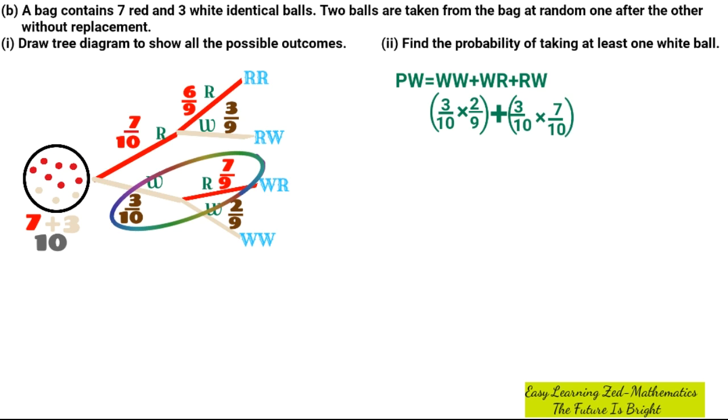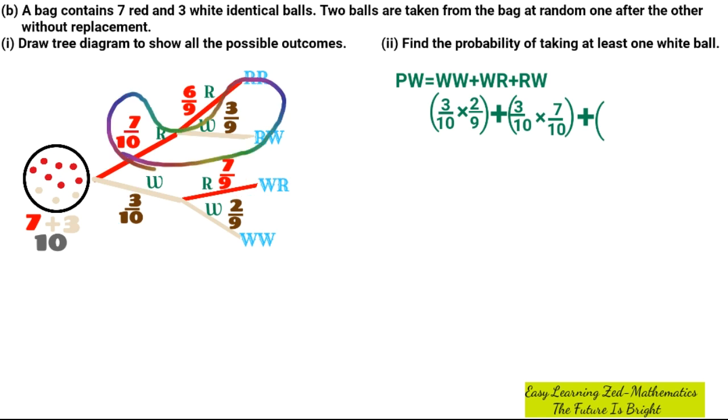Then I'm going to write plus, open bracket. Then I'm going to get those two probabilities I've circled, which are 7/10 and 3/9. I'm going to multiply 7/10 times 3/9. Close bracket. If you have got questions, please don't hesitate to ask in the comment section. I'll be glad to respond to them.